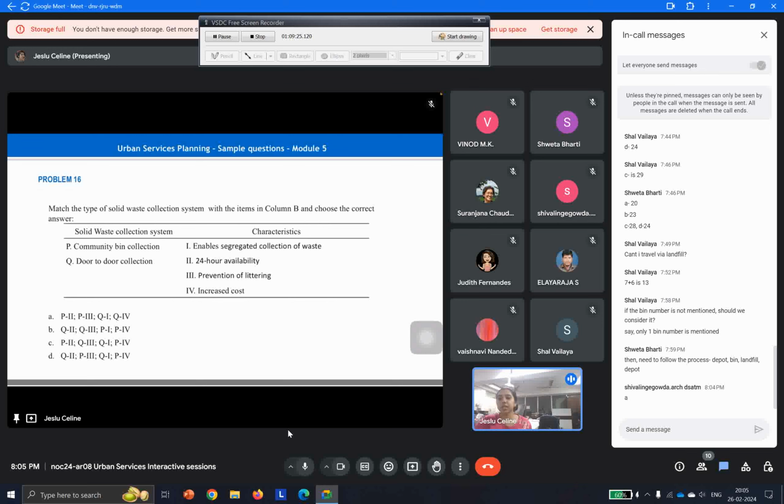Match the type of solid waste collection system with the items in column B and choose the correct answer. Community bin collection and door-to-door collection. So there are two answers for each one. The options are: enables segregated collection of waste, 24-hour availability, prevention of littering, and increased cost. So P, first one, it is community bin.